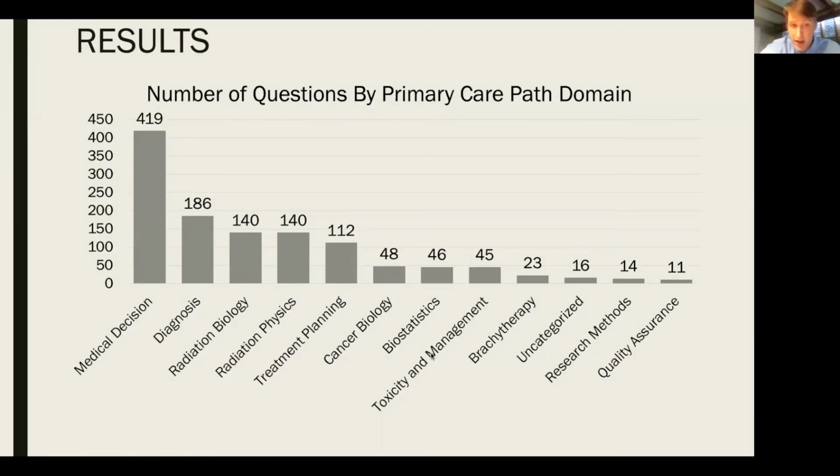In terms of breakdown by the categories of questions, our hypothesis was correct. There was an imbalance in the test. By far and away, the most prevalent questions were those relating to medical knowledge and treatment decisions, followed by diagnosis-related questions, followed by radiation biology, radiation physics, and then treatment planning. And then down the line, you can see toxicity and management is fairly underrepresented, representing only 45 questions.